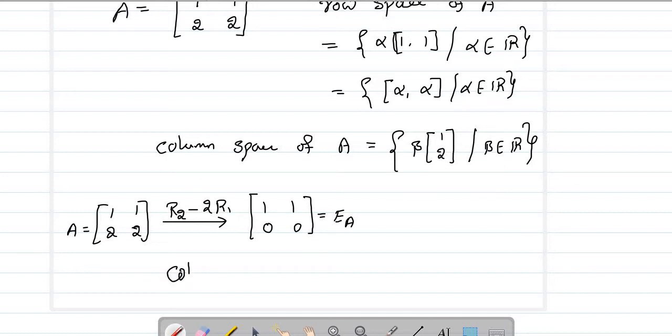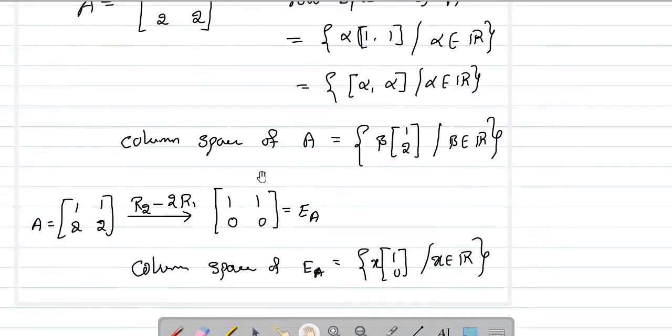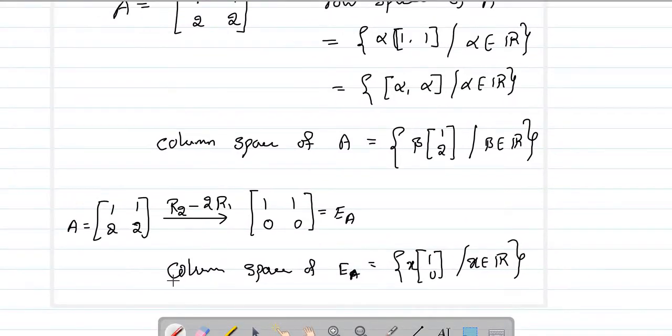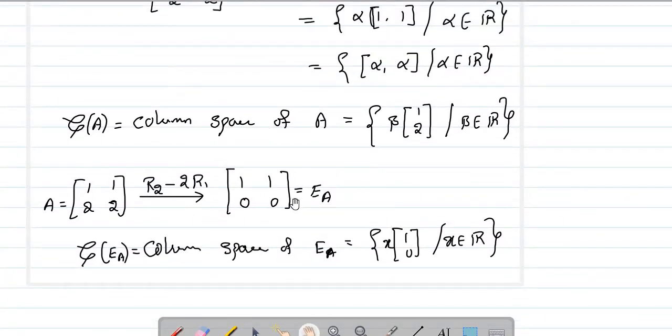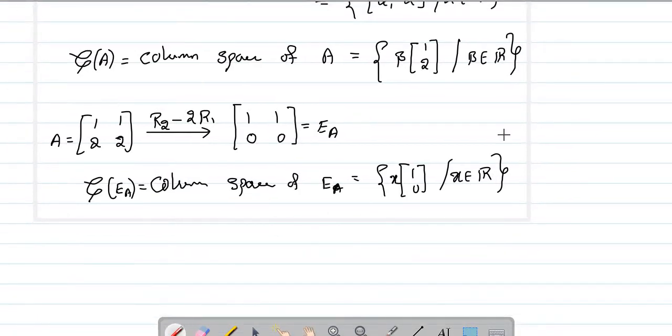Whereas the column space of EA is all multiples of (1, 0), that is, some x times (1, 0), where x belongs to R. You can see that these two spaces are not the same. Let me represent the column space with this notation: column space of A, and this is the column space of EA. You can clearly see that these two are not generating the same space, but they may be generating a space of the same dimension. The column space of A is not equal to the column space of EA.